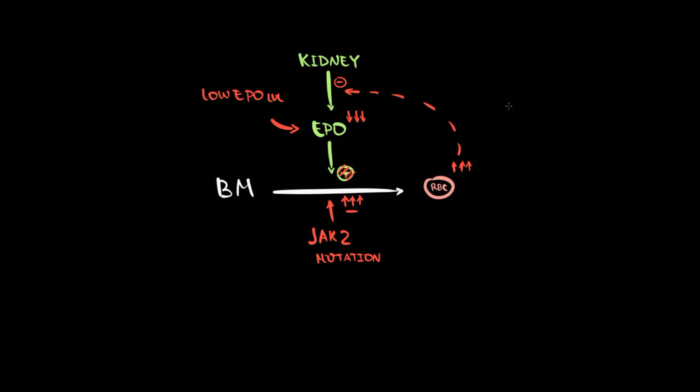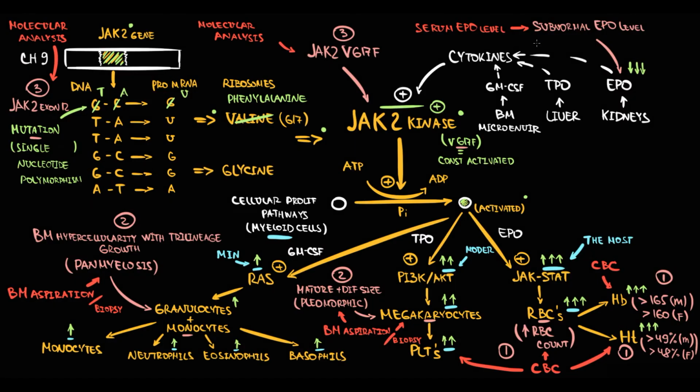So in polycythemia, where we have a huge amount of red blood cells, secretion of erythropoietin is extremely low, and low erythropoietin level is a minor criteria of polycythemia.